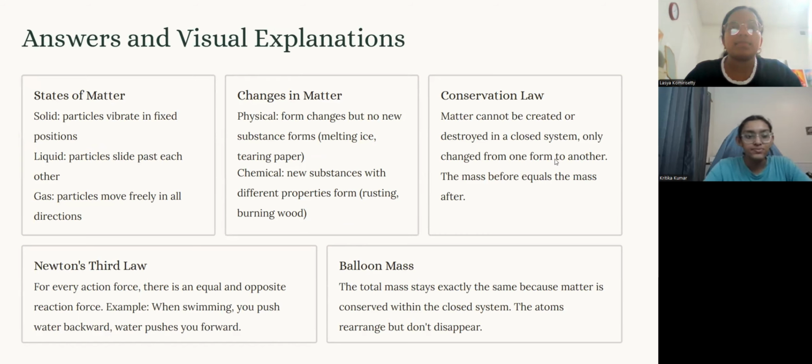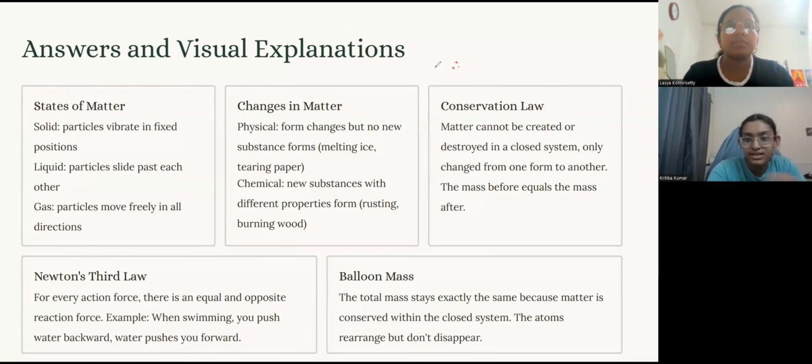Okay, so for the states of matter, there are three states of matter: solids, liquids, and gases. In solids, the particles vibrate in fixed positions. So for a solid, the particles will look something like this. So we have like a tight... Okay, I don't know why this isn't letting me write. This is how it's probably going to look in a solid.